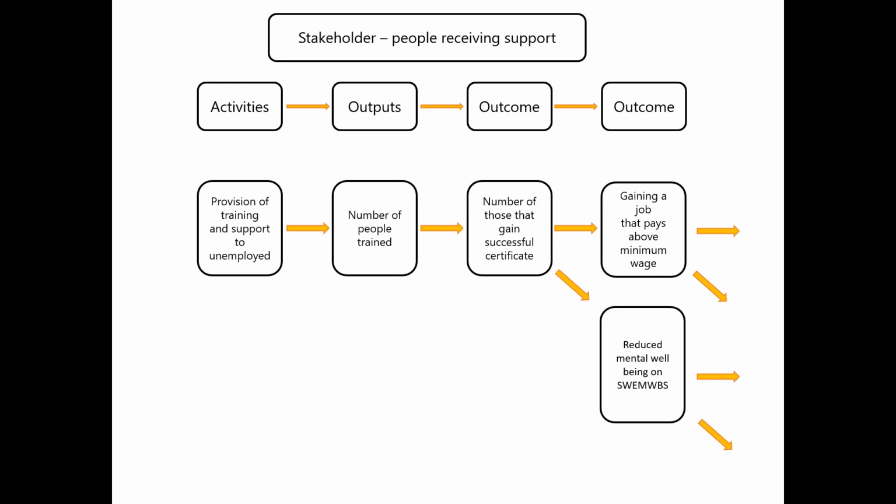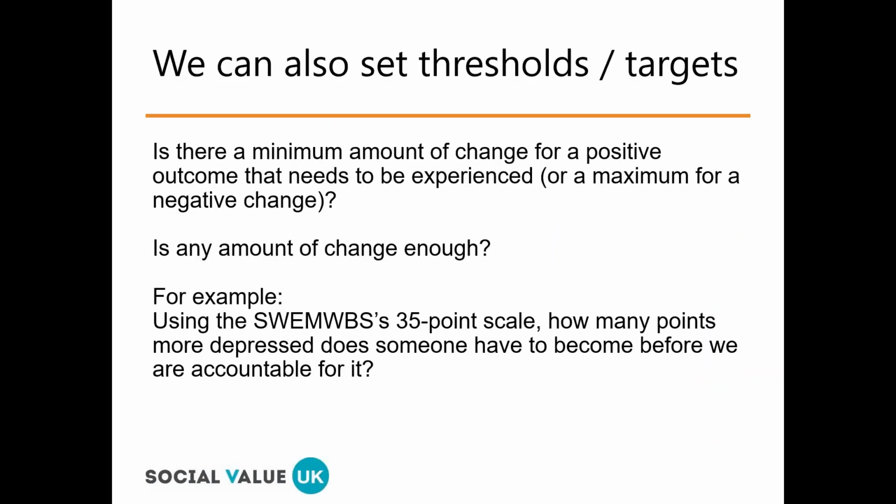On this illustration now, we have included indicators. The indicator for gaining a job is that somebody is paid above minimum wage. The indicator for reduced mental well-being is the validated questionnaire we've just previously seen, the Short Warwick and Edinburgh Mental Wellbeing Scale. One of the real advantages, in addition to being able to understand how much change has happened, is that when we're forecasting the impact, we can start to set targets. We can start to set thresholds, a minimum expectation for the amount of positive change and a maximum expectation for the amount of negative change.